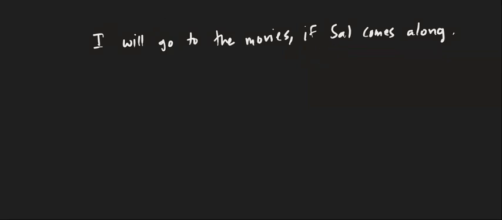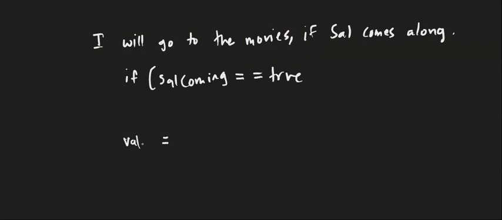Now, to convert this into programming language, in Java, we can represent it like this. If Sal coming equals true. Now, when you use equals to check a condition, this is very important, and we'll jump over to the IDE to visualize it more. If Sal coming equals true, it's not just one equal sign. The reason is that an equal sign is the assignment operator that we had earlier. For example, value equals 1, right? Value is getting the value of 1. So that's what's happening.